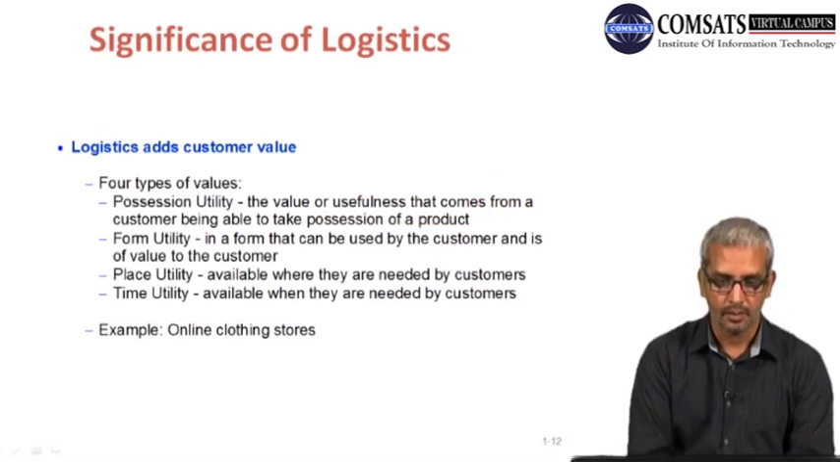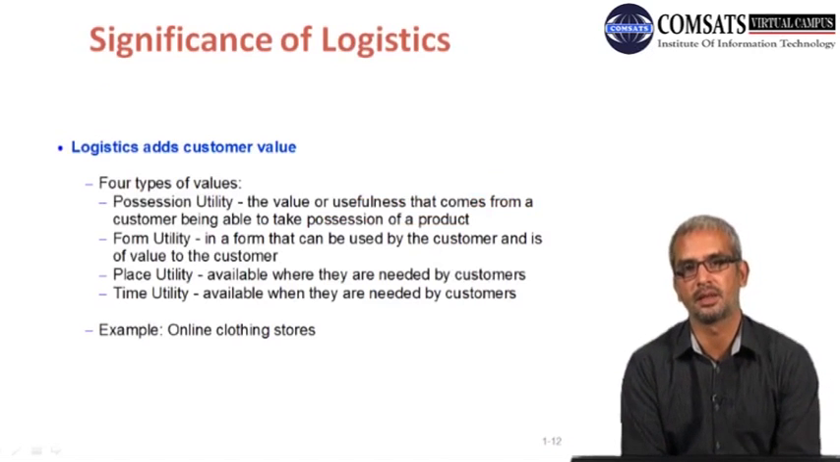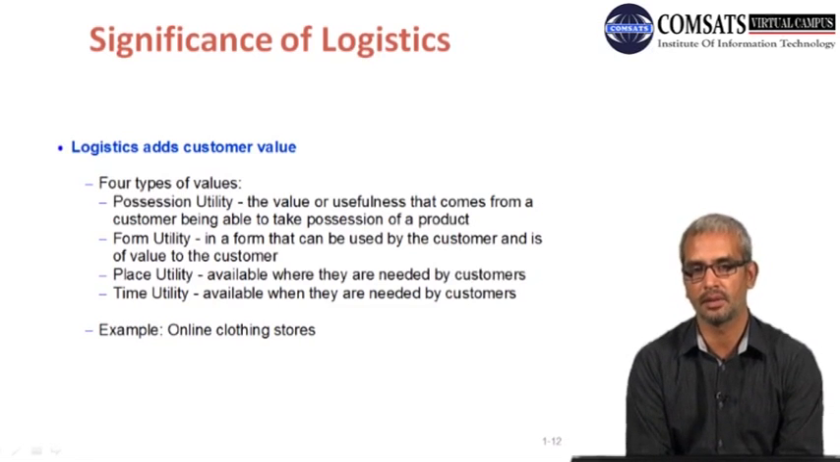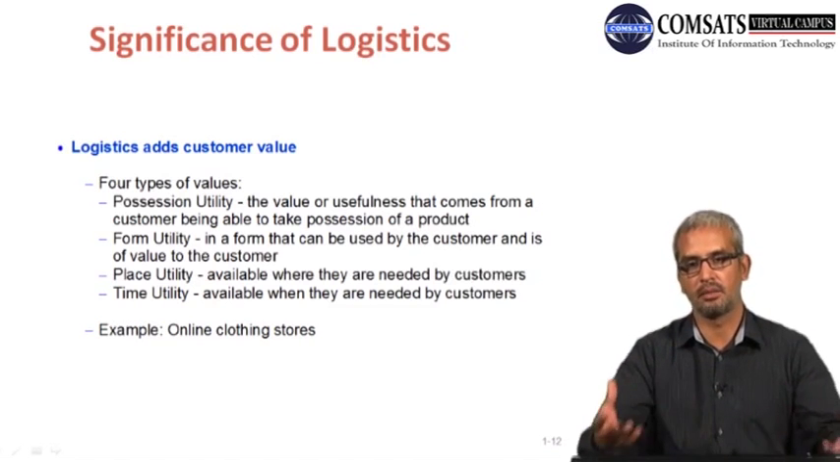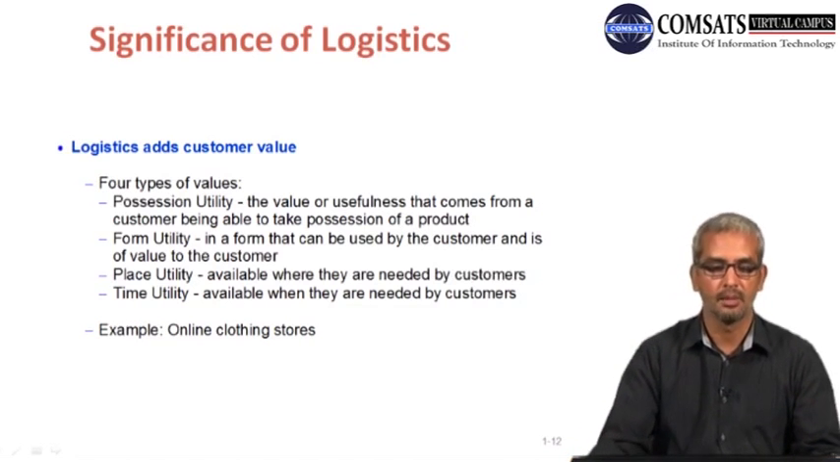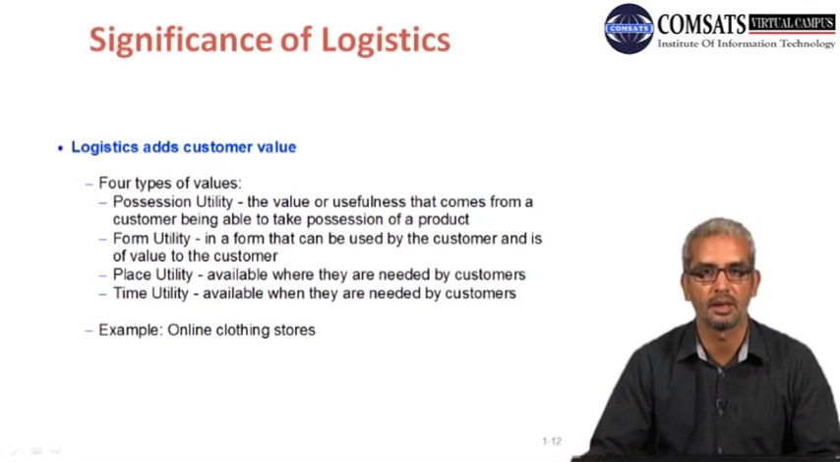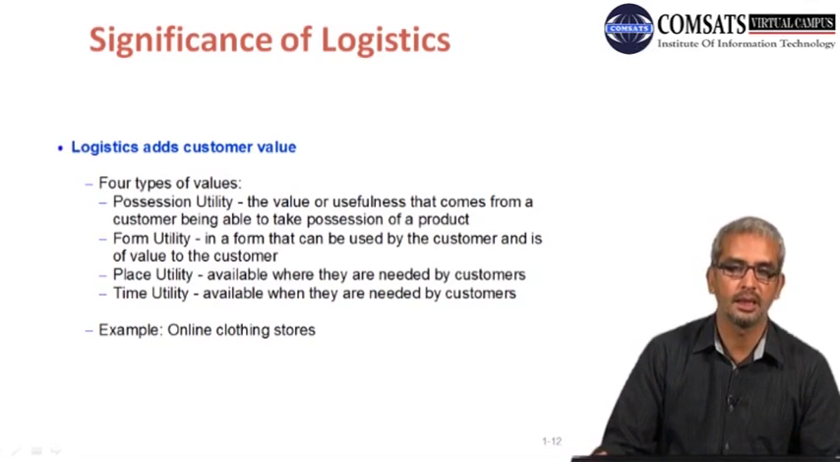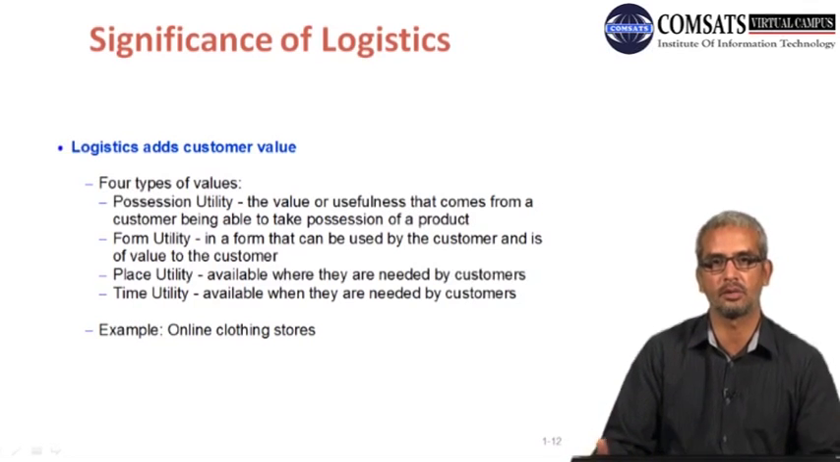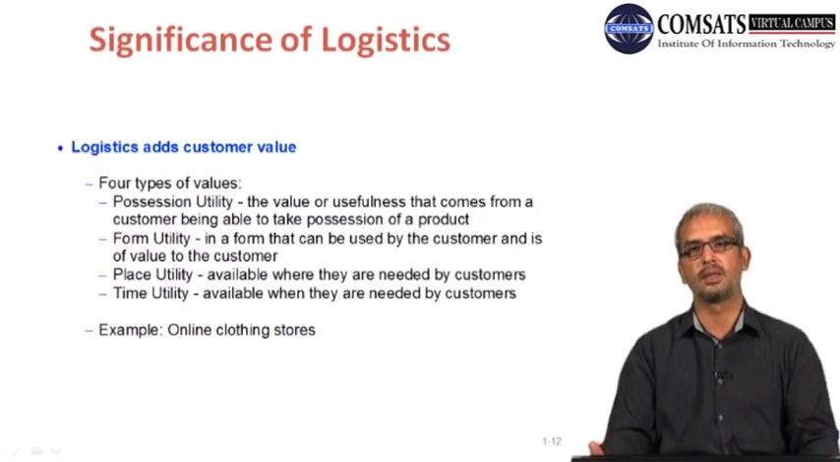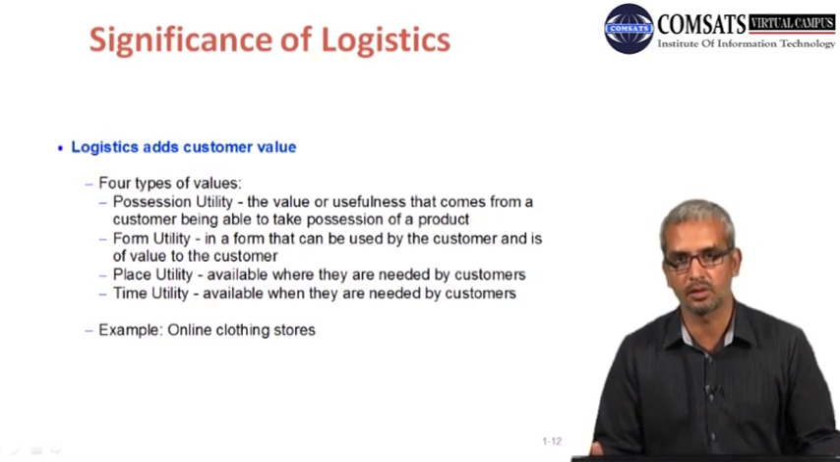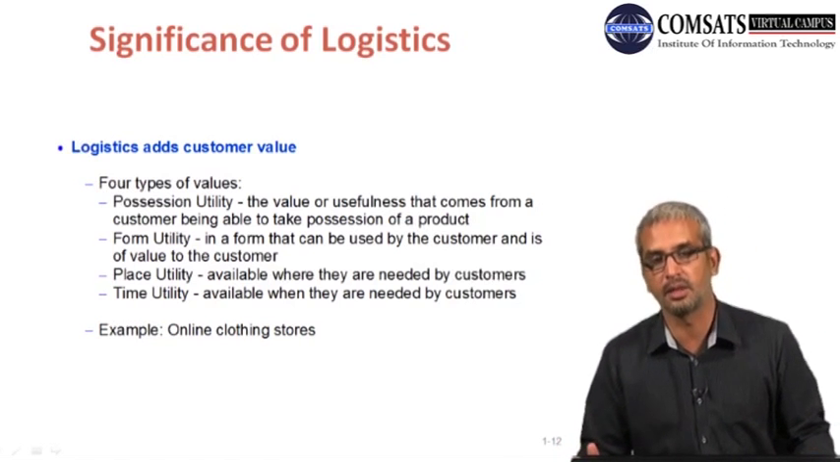And then another important aspect of why logistics is so significant for any supply chain or any business mechanism or existence of a business entity, because there are 4 types of customer value. One is possession value, then there is form value, place value, and time value. You can also mention place utility and time utility, because utility is the level of satisfaction a customer gets, the value the customer derives from it.